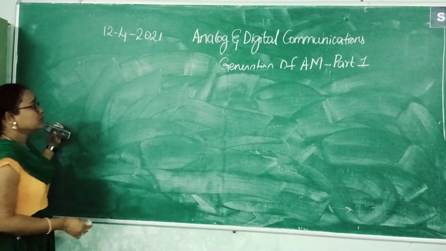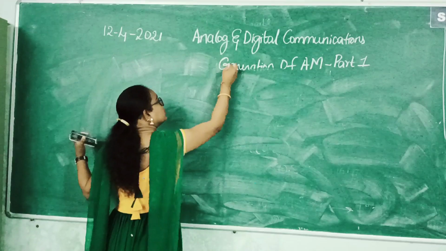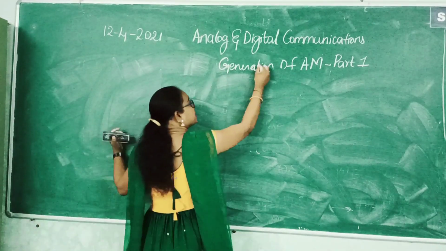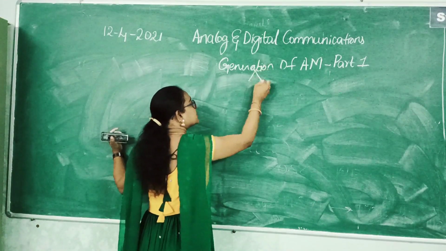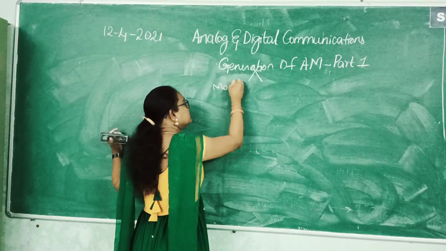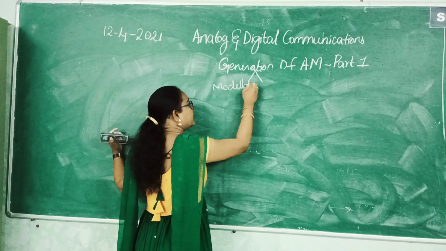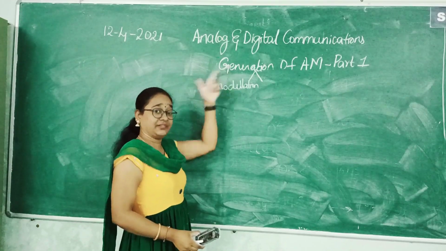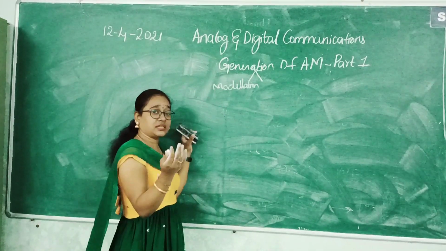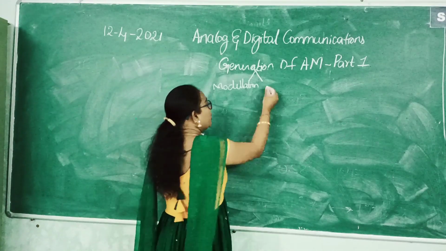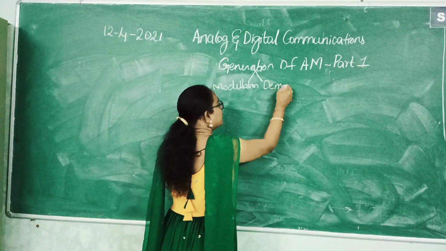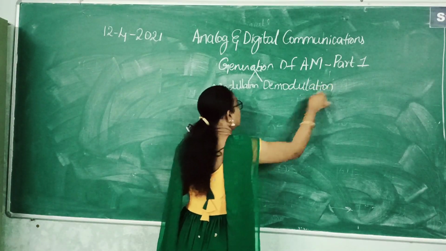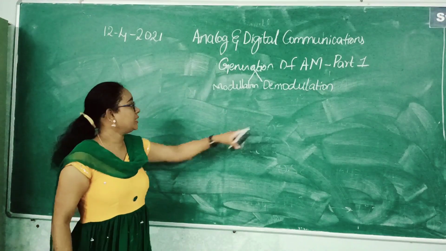Now let's see the generation of AM. This generation of AM is of two parts. One is modulation. For our convenience, we are converting the low frequency message signal to the high frequency spectrum, but at the receiving end, the user is interested only in the original low frequency spectrum. So that we have to recover by demodulation.